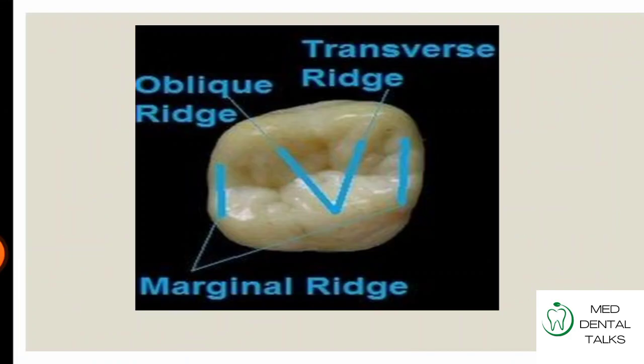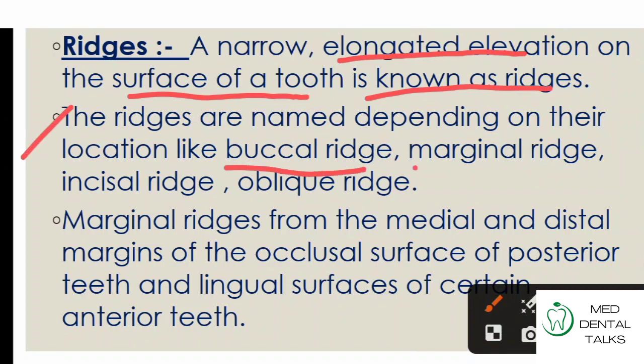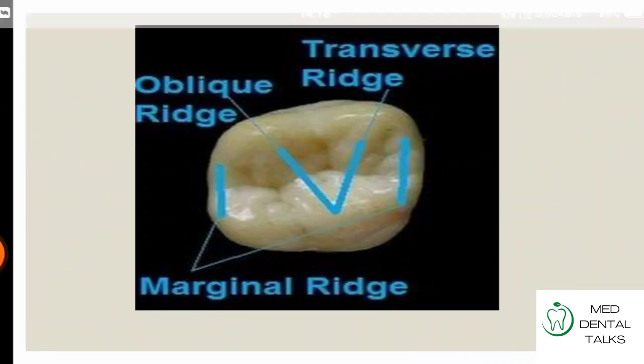Now the next term is ridges. A narrow elongated elevation on the surface of a tooth is known as ridges. The ridges are named depending on their location: buccal ridge, marginal ridge, incisor ridge, and oblique ridge.